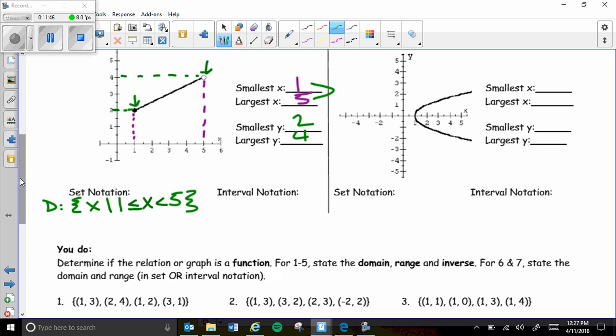So it can be 4.9999999 repeating, but it can't be 5. And then with our range, the set of all, what variable are we talking about with range? Y's, such that, and again we have a two-part inequality here. So it starts at 2, again, closed circle, less than or equal to y. And then with our open circle, our largest y is 4, but it can't be 4, so it's just y is less than 4.